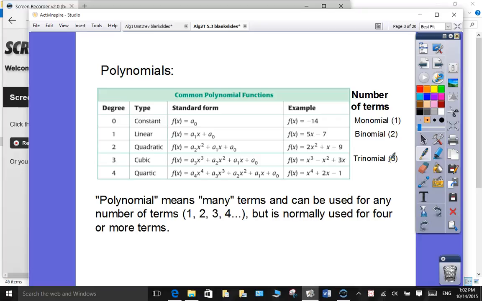Now, a constant function is like a linear function, but it's actually a horizontal line. The function value is the same all the time. So a constant function is something like that.